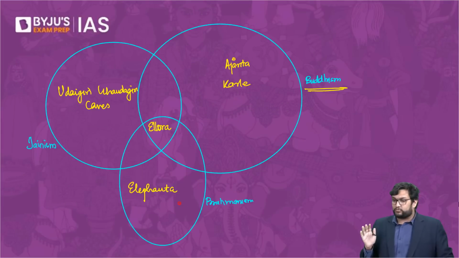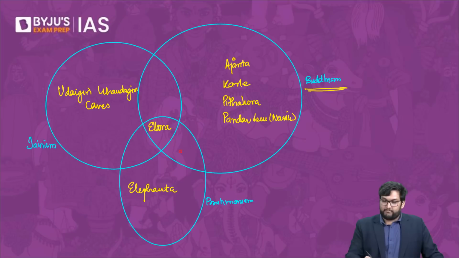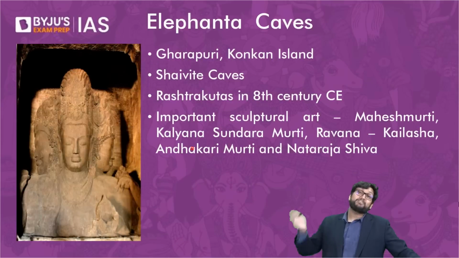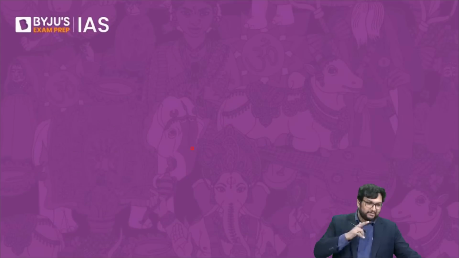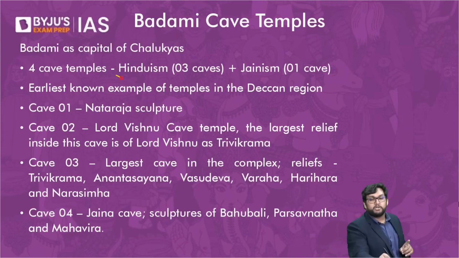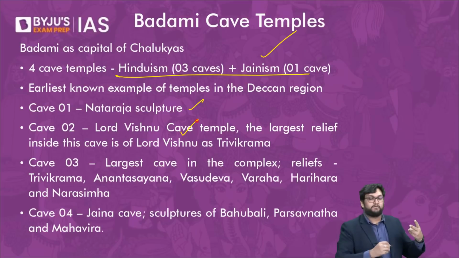So in our story, you have Pithalkora, you have Pandavleni, Leni in Nasik. And now comes the very interesting Junar. And the most interesting thing is another combination is there in the Indian subcontinent, which is called Badami, which is Hinduism plus Jainism, wherein the first two are Nataraj and Lord Vishnu.